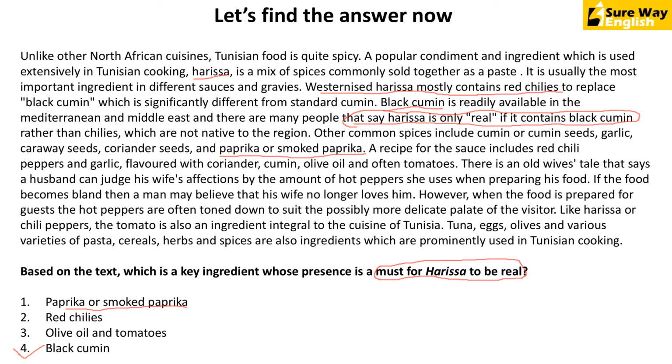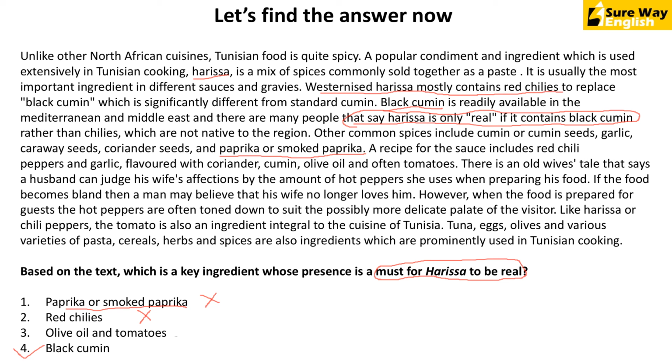So paprika and smoked paprika, they say other common spices include blah blah blah and paprika or smoked paprika. So these are just other spices. So that's why it's not a correct option. Red chilies is present in westernized harissa, which is significantly different from standard harissa. So again, it's not a real harissa.